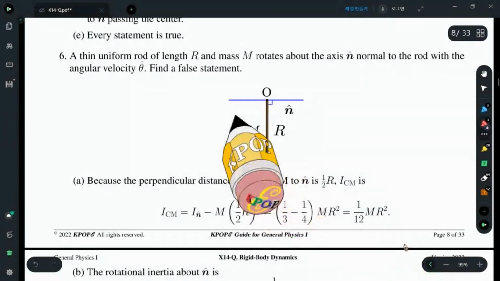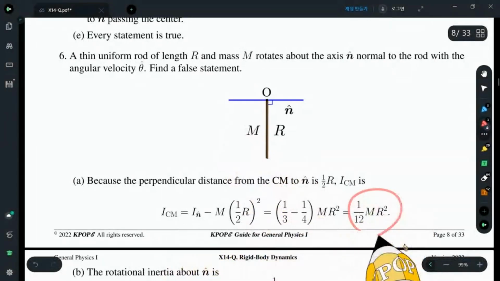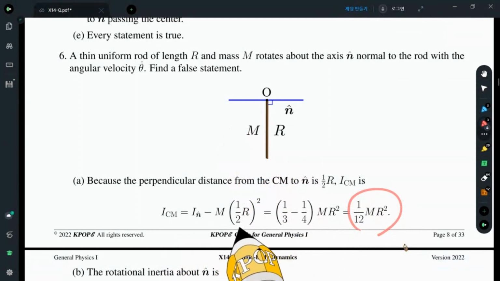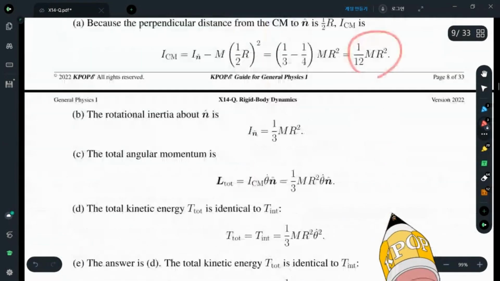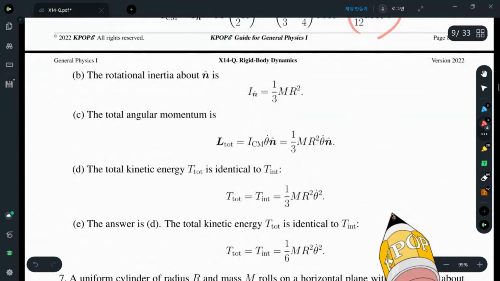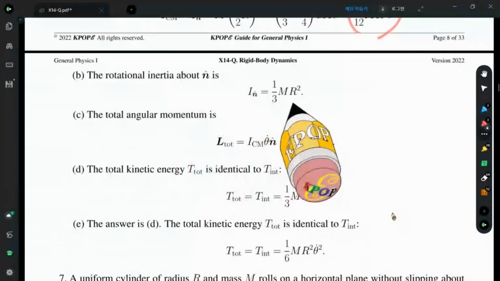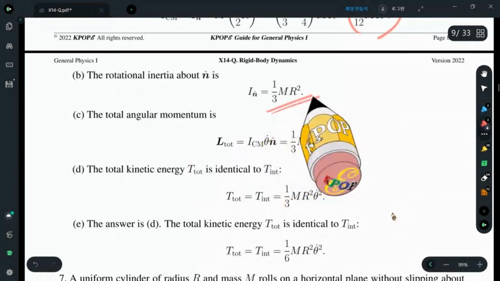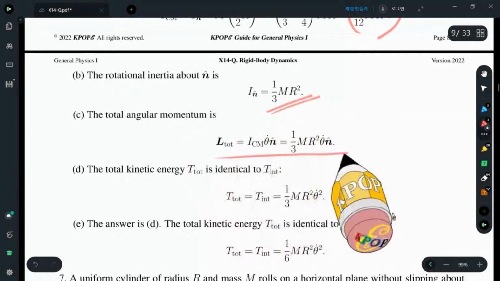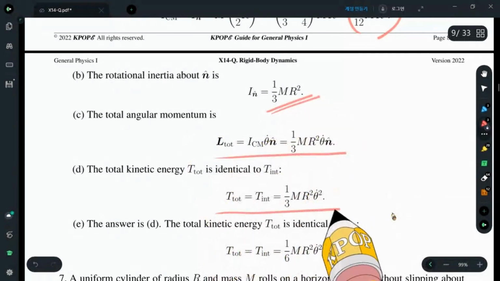Now we know how to compute this. So 1/12 can be computed by making use of the parallel axis theorem. And anyway, using this one, we can compute the angular momentum and rotational kinetic energy.